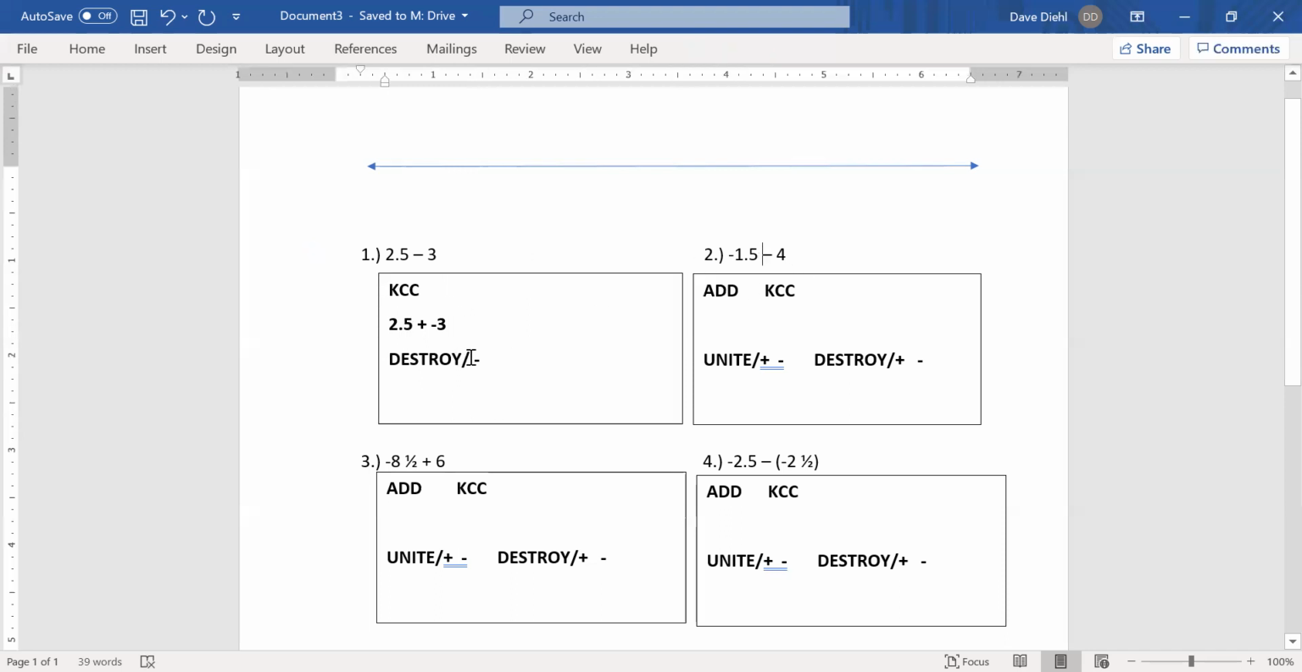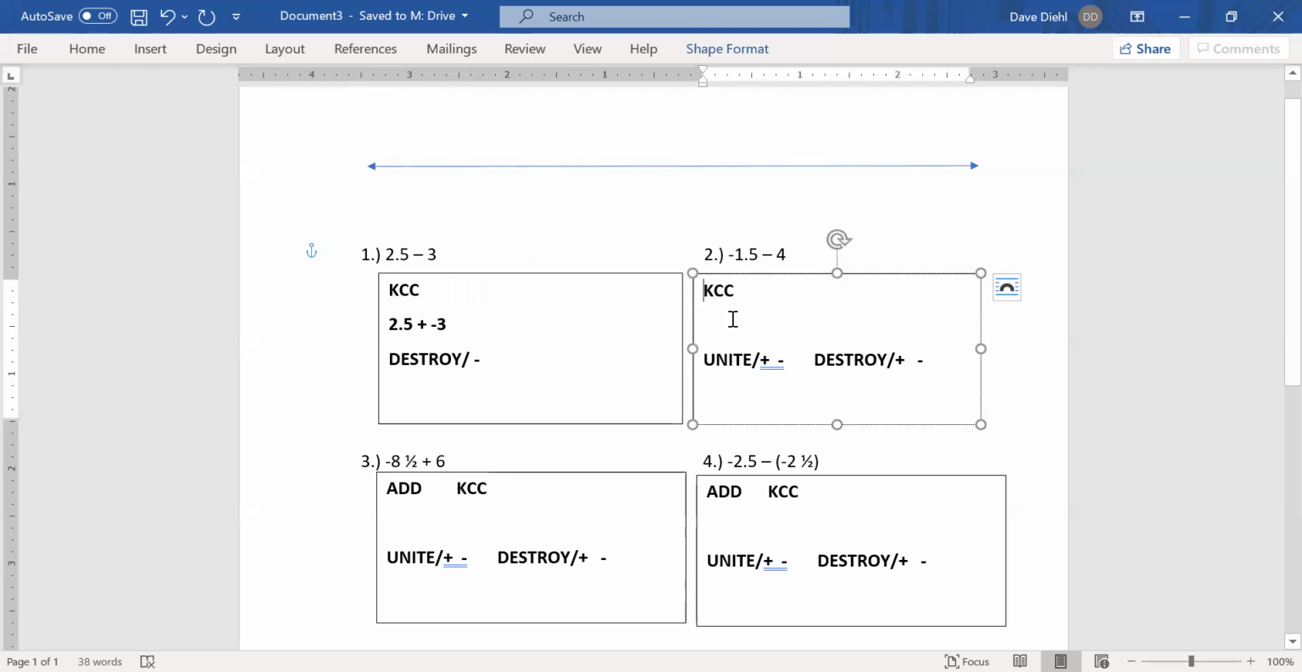Let's look at this one. We'll get to the answer in a moment. Negative 1.5 minus 4. Is that adding or KCC? KCC problem because it's a subtraction. How would you rewrite it? Negative 1.5 plus a negative 4. Keep the first number, change the subtraction to addition, and change positive 4 to negative 4.